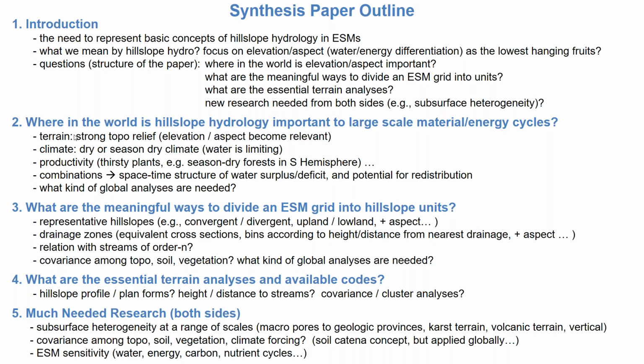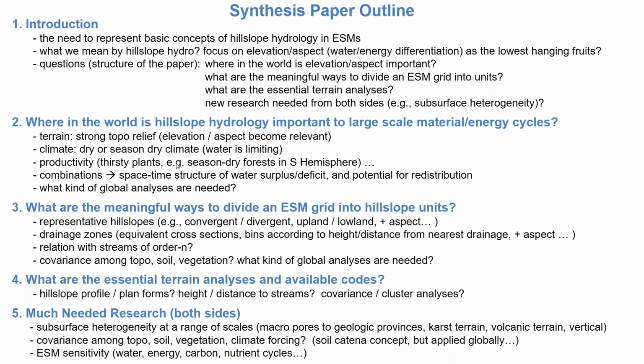From the terrain side, if we have strong topographic relief, then we will have elevation and aspect differentiation. And from the climate side, we also need to have a dry or seasonally dry climate. If water is not limiting, then this is not important. And then the productivity, plants. Do we have thirsty plants?